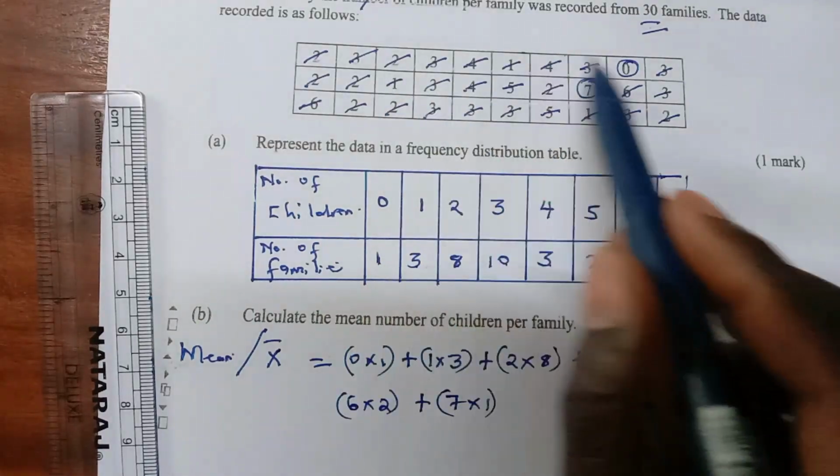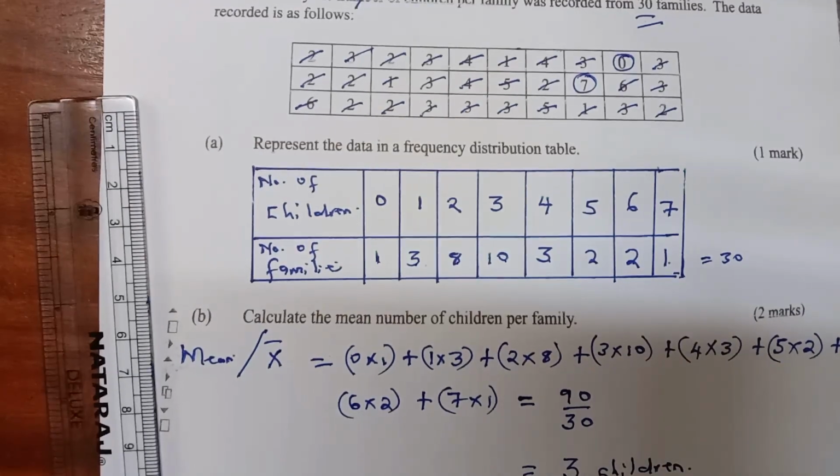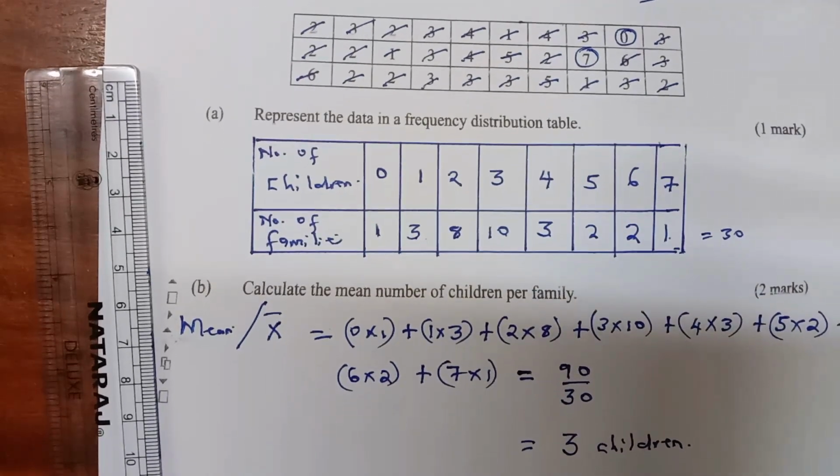So this one will give us the total of all these elements inside here. After you find the total, you divide it by 30. So the total of all these, using your calculator, should give us 90 divided by how many families? 30 families. And this should give us an average of 3 children per family.